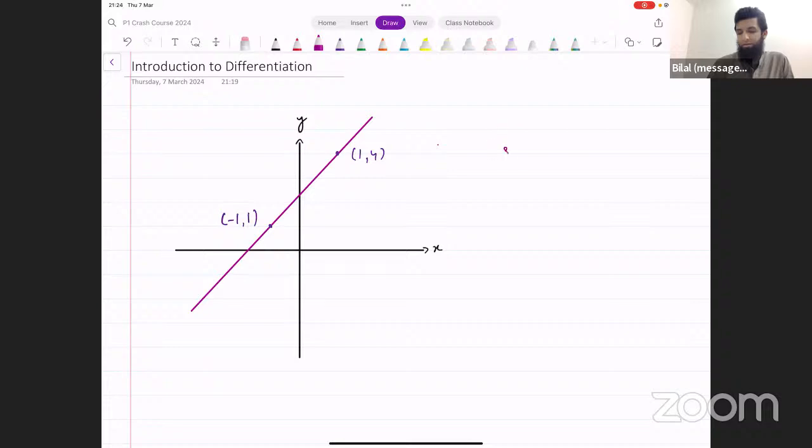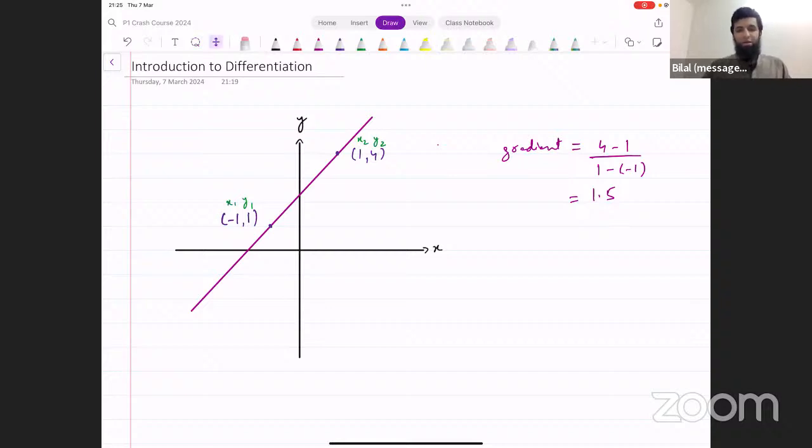I can say gradient is going to be y2 minus y1 over x2 minus x1. So I can call this x2 y2, for instance, and this x1 y1. Gradient turns out to be y2 minus y1, which is 4 minus 1 over x2 minus x1. That's 1 minus minus 1. That's 1 plus 1. And that gives us 3 over 2, which is 1.5. That's the gradient of this line. It turns out to be 1.5. So if I had to find the gradient of the line, I would just use this formula, y2 minus y1 over x2 minus x1.